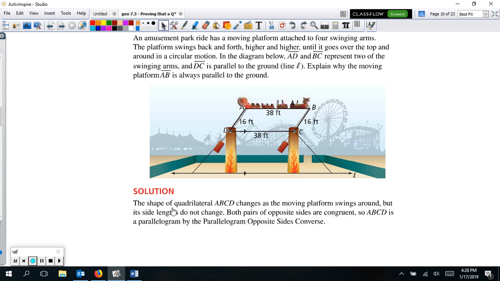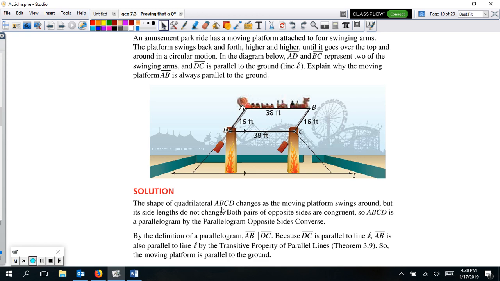Inside here, the shape of quadrilateral ABCD changes as the moving platform swings around, but the side lengths do not change. Both pairs of opposite sides are congruent, so that means it's a parallelogram, like we talked about. By definition, these are parallel, because that's parallel to that one, and so on. So it's saying transitive property, just like I said. So that's why it's parallel to the ground.